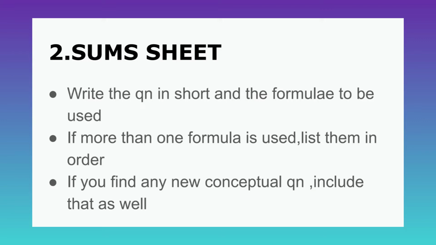Take an A4 sheet again, divide it into three columns, and write the question in short and the formula involved in that question. Usually some conceptual and complicated questions will involve 2 to 3 formulas, right? So just list them in order. Don't solve it, don't substitute the values unless it is required. If you find a different way of solving, include it again. Whatever new thing you find, include it in the sum sheet.